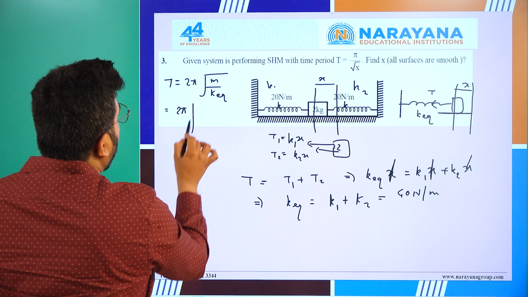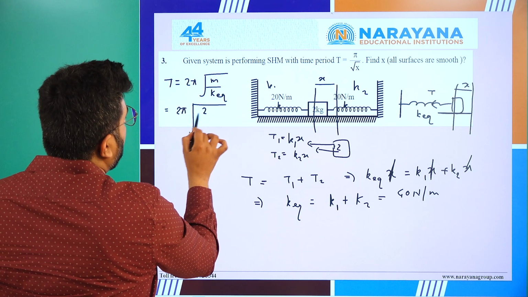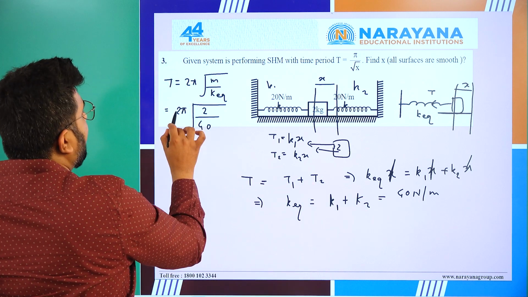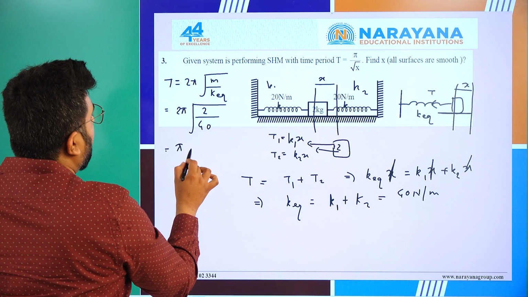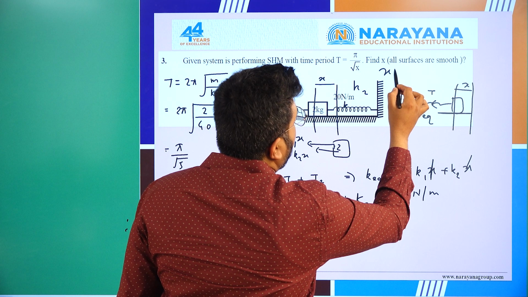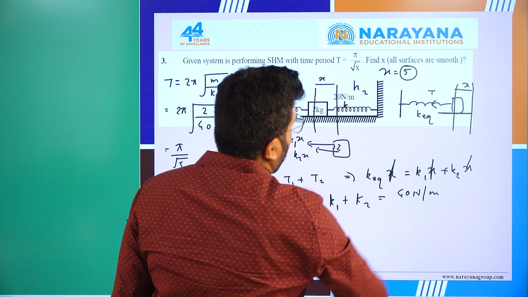So this is 2 pi root over mass is 2 kg, K equivalent is 40. So if I take this 2 inside, I'll get pi by root 5. So that means your answer will be here x equal to 5.